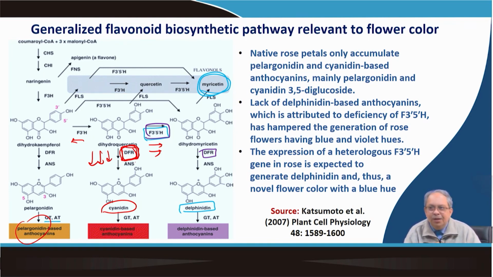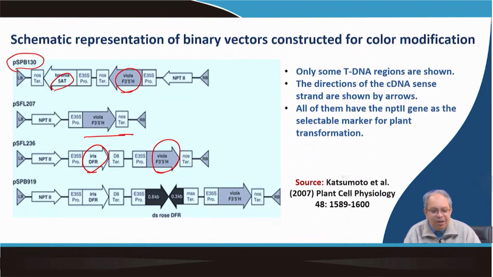So, the strategy they learned from this, the third strategy, is that they used an RNAi approach to block the rose DFR. The rose DFR is blocked using RNAi, which is why I have shown it this way. This is basically a hairpin construct, which I mentioned when I talked about the morphine alkaloids. Because of shortage of time, I will not discuss that again, so you can revise from there.